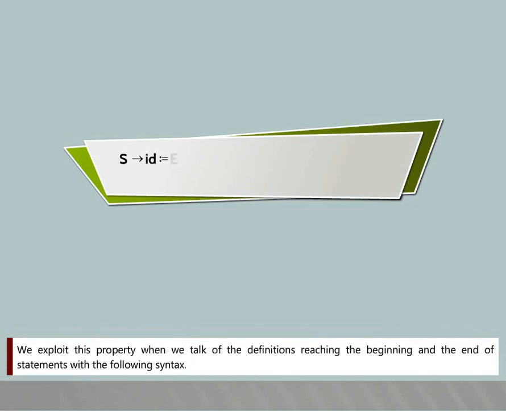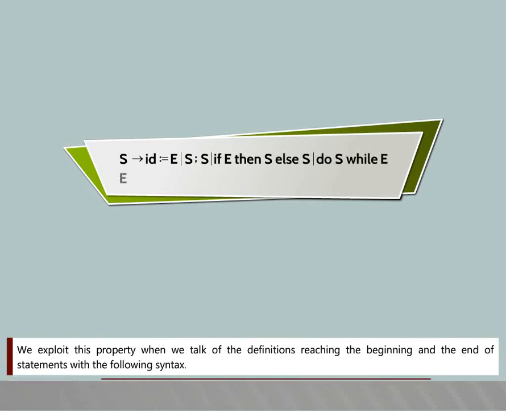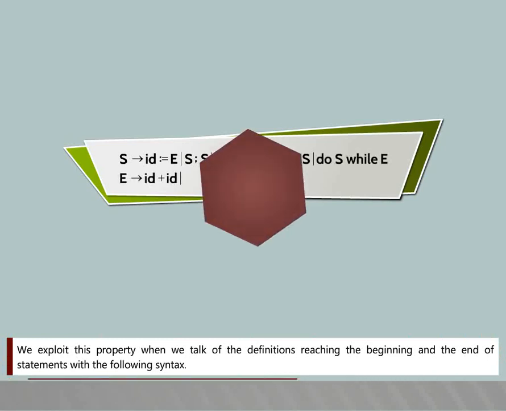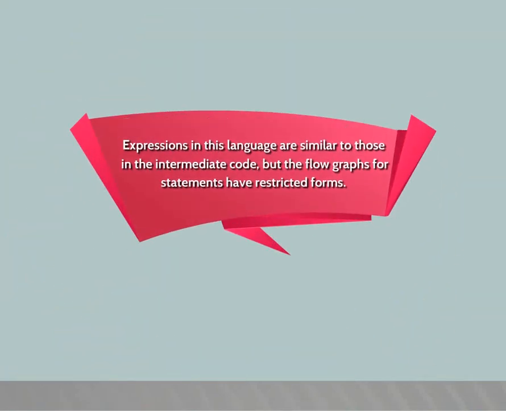We exploit this property when we talk of the definitions reaching the beginning and the end of statements with the following syntax. Expressions in this language are similar to those in the intermediate code, but the flow graphs for statements have restricted forms.